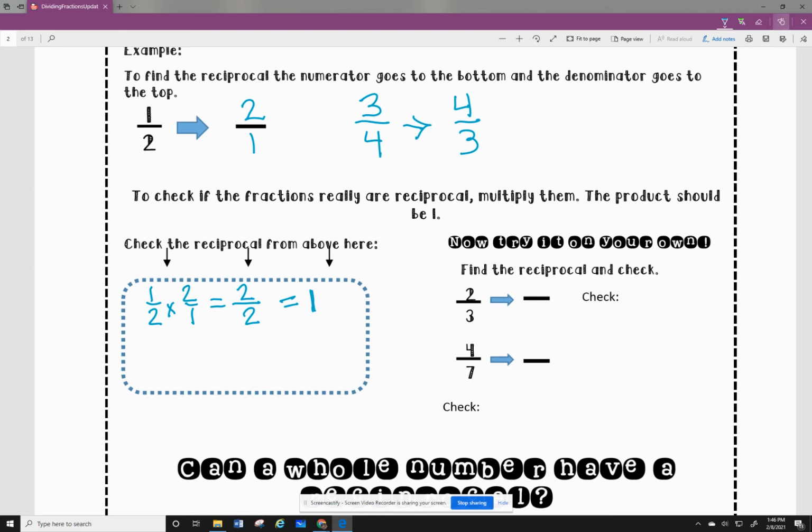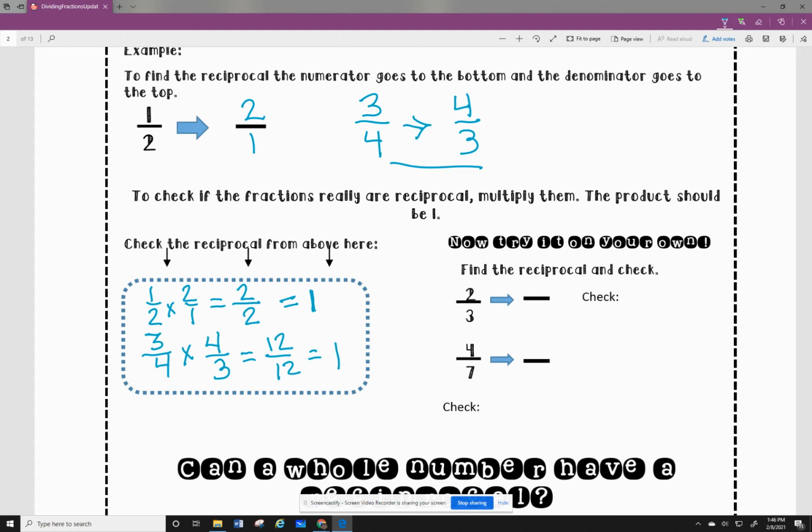And that will work with any set of reciprocal fractions. I can try my next set. 3/4 times 4/3. These were the reciprocal fractions above. When I multiply those together, I have 3 times 4 is 12, and 4 times 3 is 12, and 12/12 is the same amount as 1. So I know that they are reciprocals.